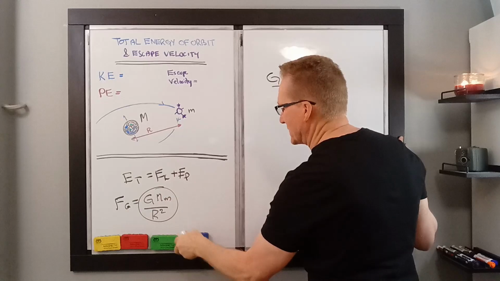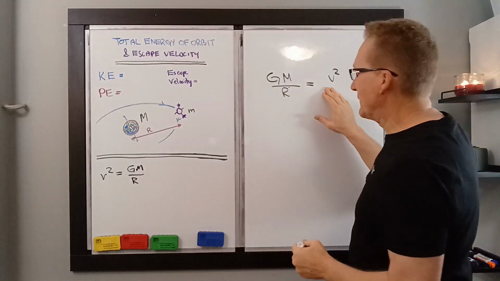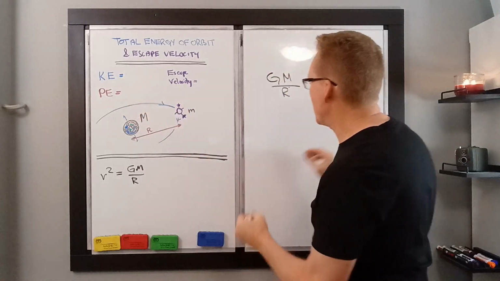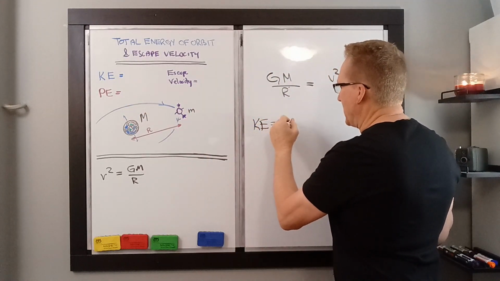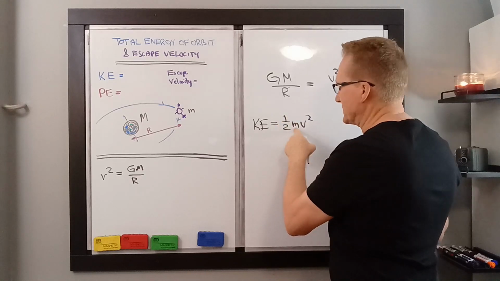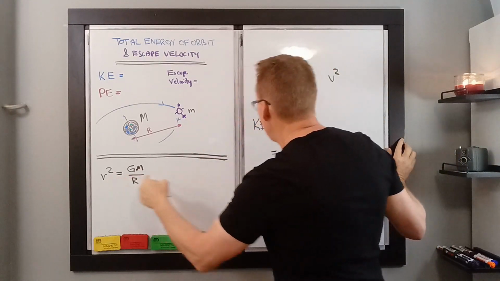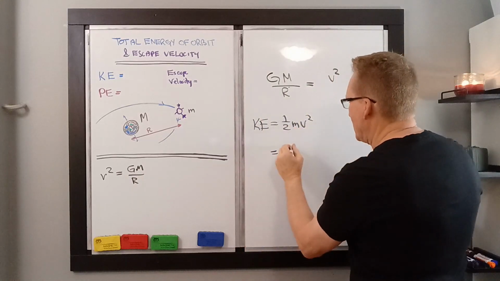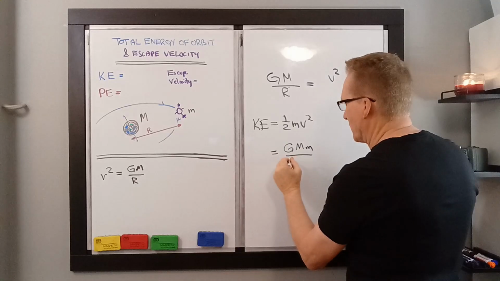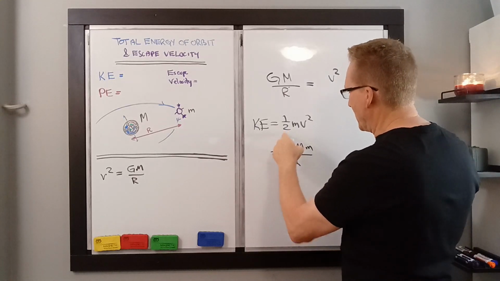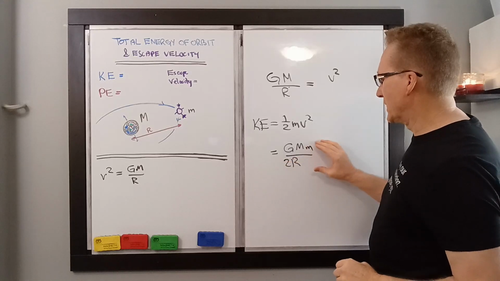I'm going to erase some of these things. We don't need them right now. So here I've written this down, just so we have it for reference. And if we want the kinetic energy, remember the kinetic energy for anything that's moving is just equal to 1/2 mv squared. This little m is the mass of the satellite, and we already have v squared right here. So let's multiply that by little m. We're going to have G big M little m over r, divided by 2. So I can put a 2 down there like that. So this would be the kinetic energy.